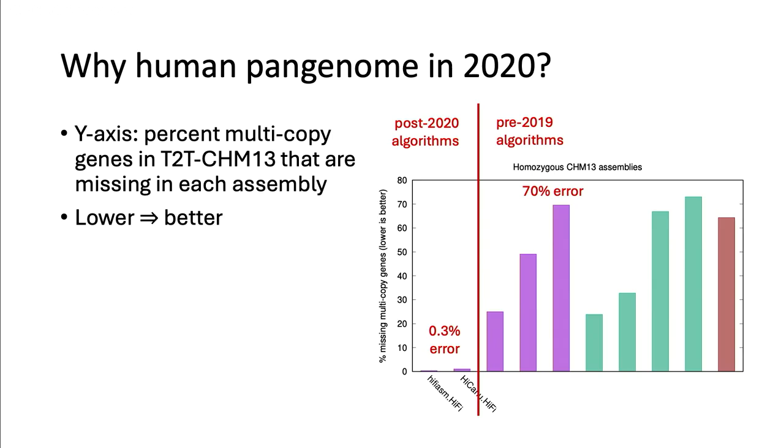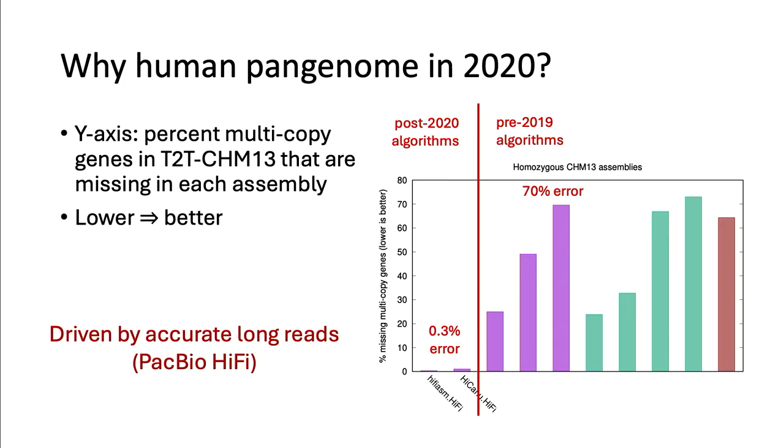And if you lose these genes, then you are losing the most interesting part of the genome, and so you can't really study the pangenome. But with the more recent algorithms, you can see the error rate is only 0.3%. We can assemble almost all the multi-copy genes. And so this gives us the chance to study these genes, which previously was not possible. And this is mostly driven by the accurate long reads, the HiFi reads.